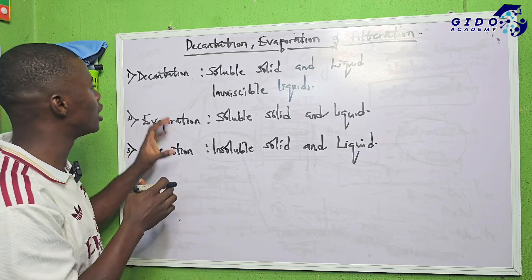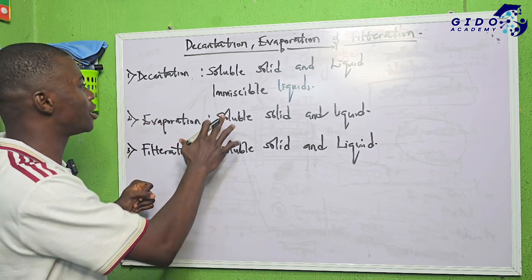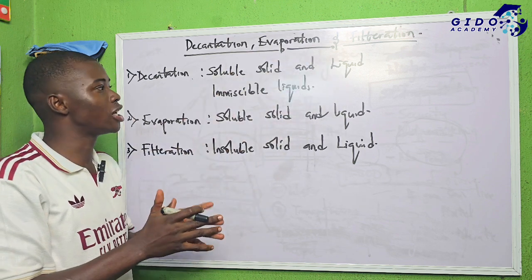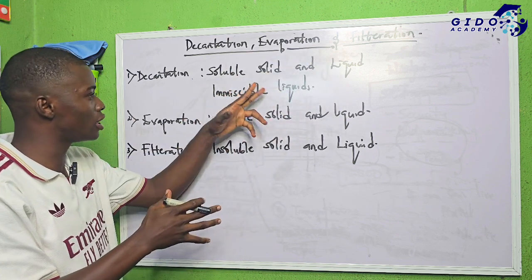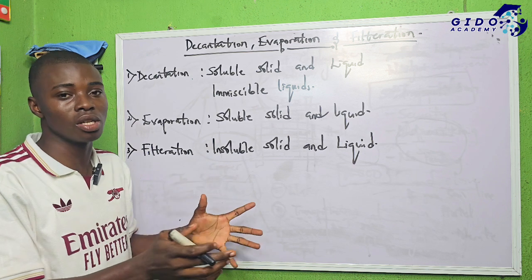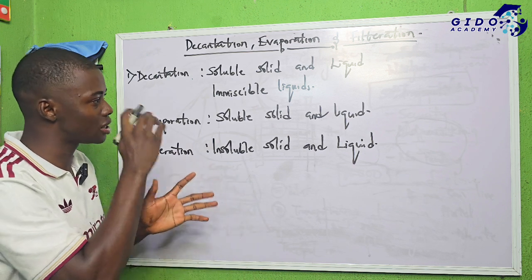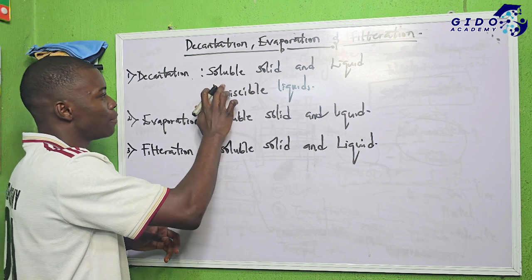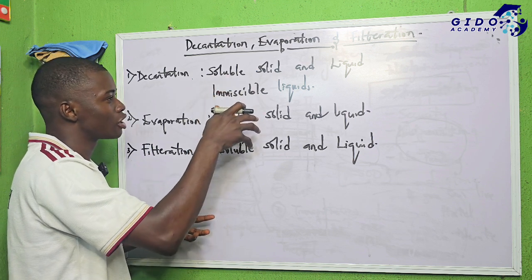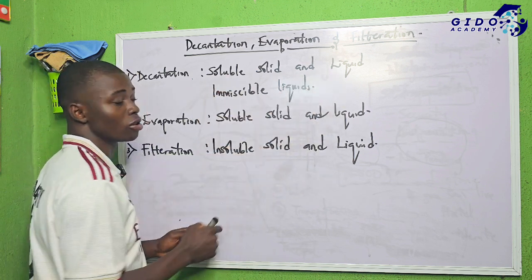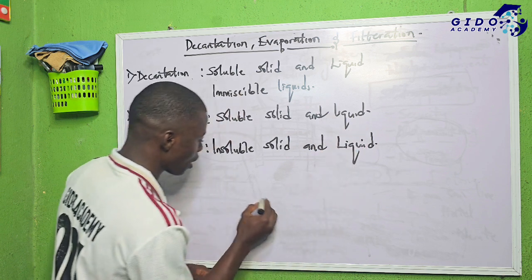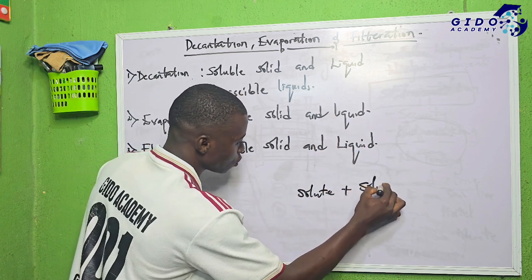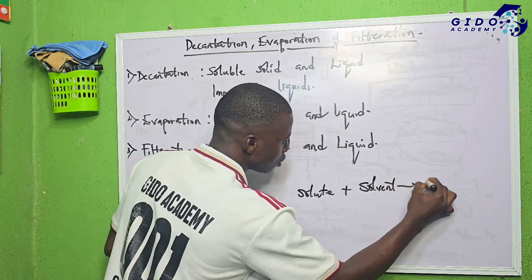What is decantation? Decantation is more of separating a soluble solid and a liquid, or two immiscible liquids, liquids that cannot be mixed together. So let me explain again. It simply means you are separating a soluble solid from a solution. Remember, we always say solute plus solvent will give us what?